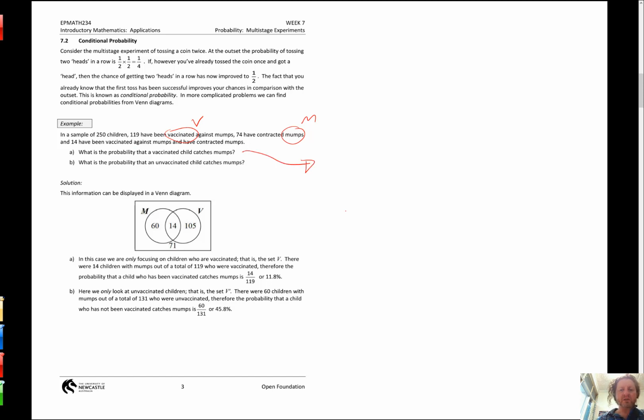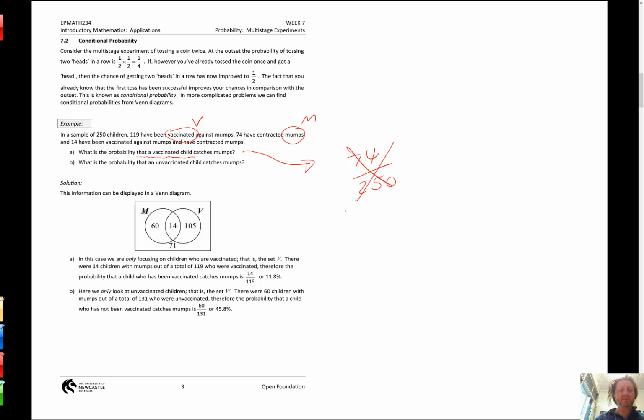What is so conditional probability about question A? Conditional probability questions are giving you a little bit of info in the question. And that bit of info here is, what is the probability that a vaccinated child catches mumps? That is not asked in the question. If I pick one of these 250 people at random, what's the probability that they caught mumps? Well, the answer to that question would be 74 over a total of 250.